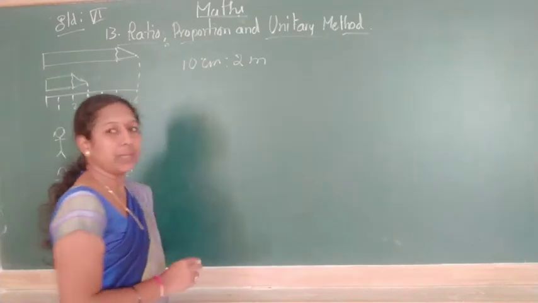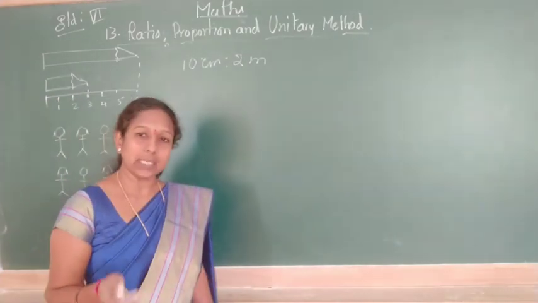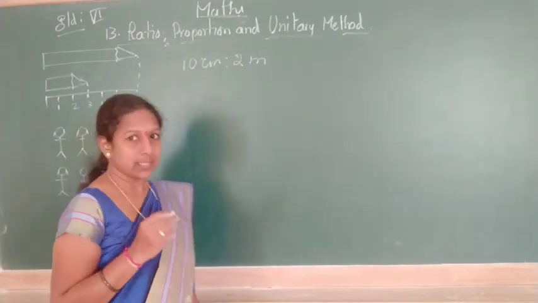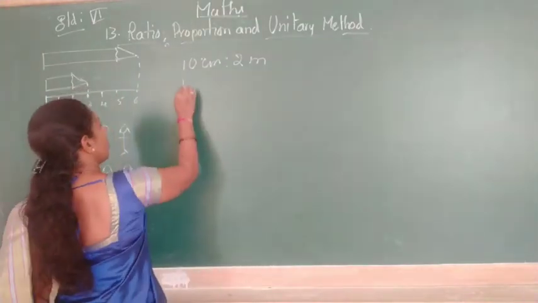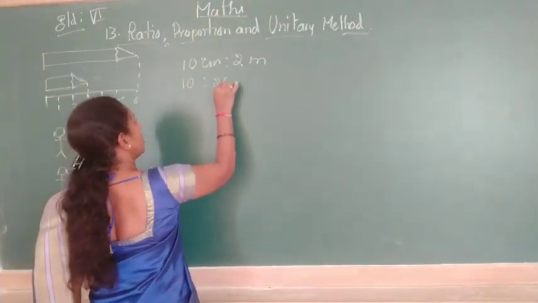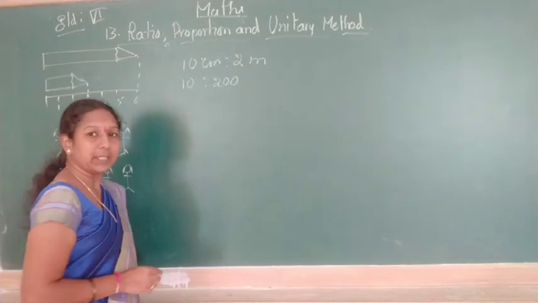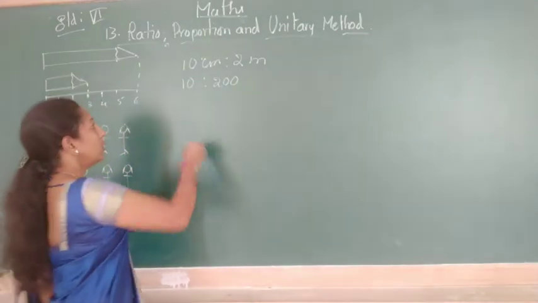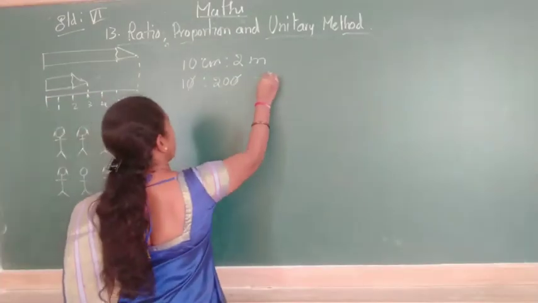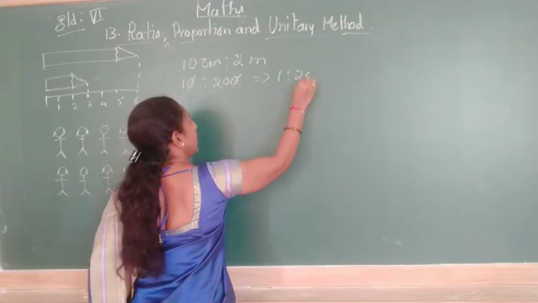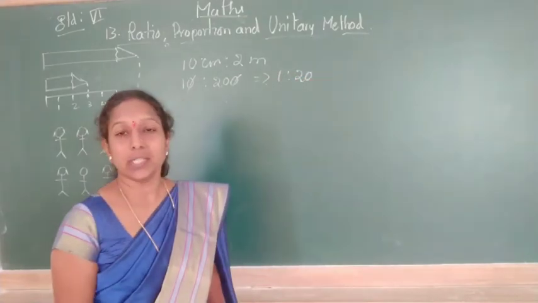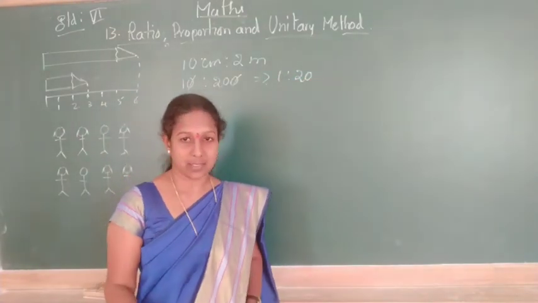Convert into centimeters. 2 meters means how many centimeters? Yes, that is 200 centimeters. So 10 is to 200 centimeters. If I do the cancellation, 0, 0 cancel, the answer is 1 is to 20. So 1 is to 20 will be the answer.